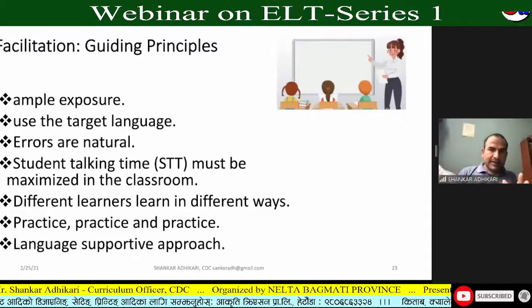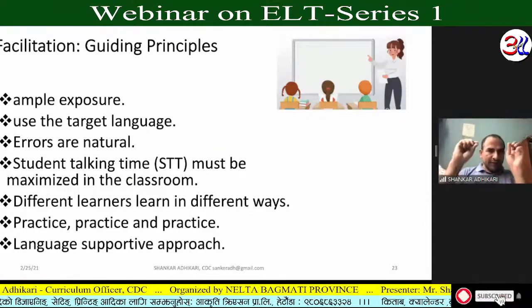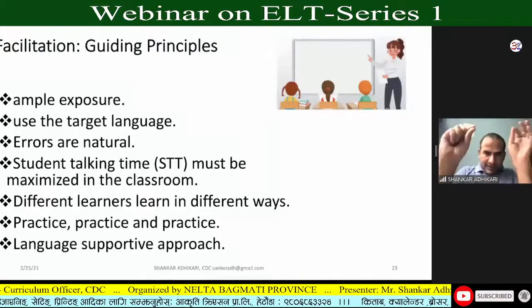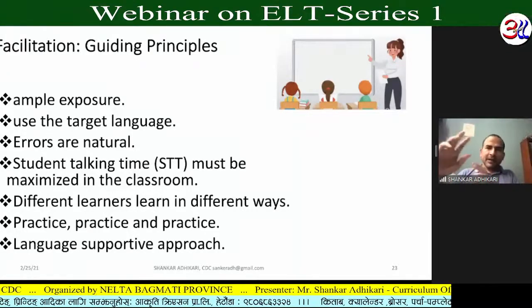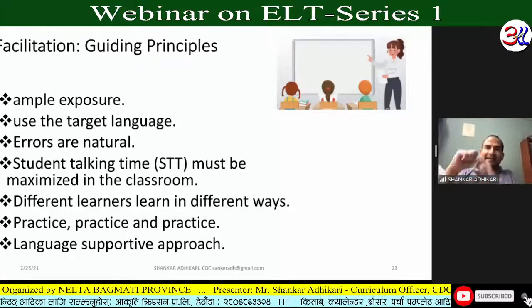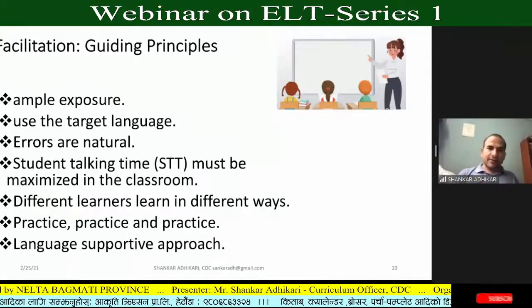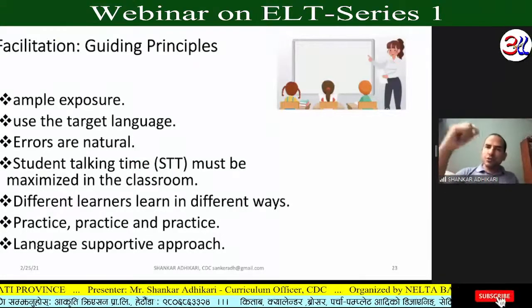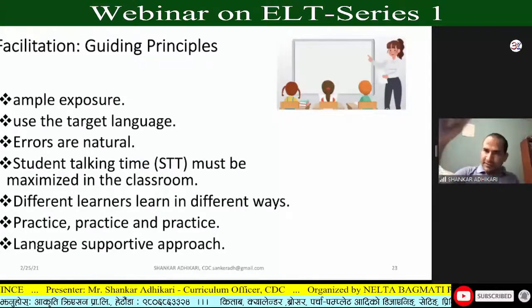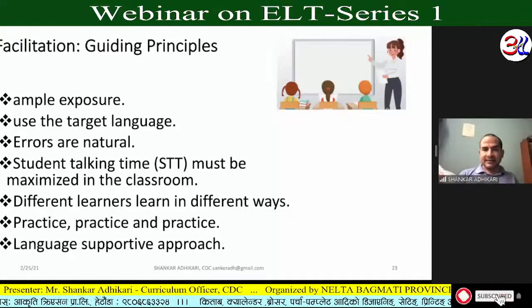So they do not understand that sort of language. Use simple language so that they will get the exposure. Give them a chance to speak. Practice, practice, practice. Okay, get them to practice a lot, and use a language supportive approach. One technique of the language supportive approach is using the Nepali language, or the students' native language, right?